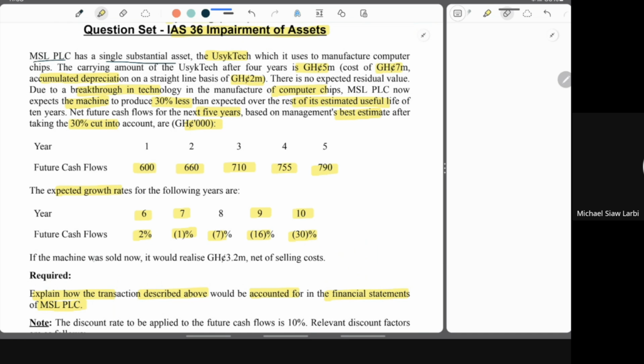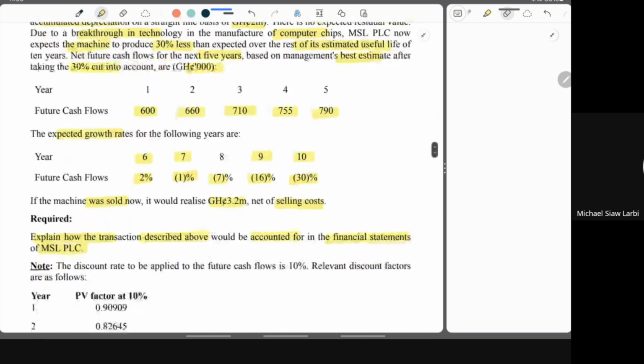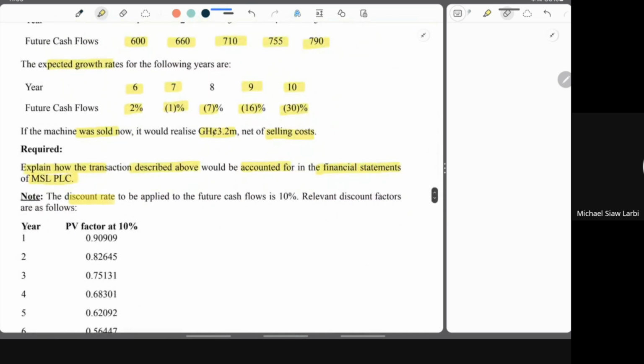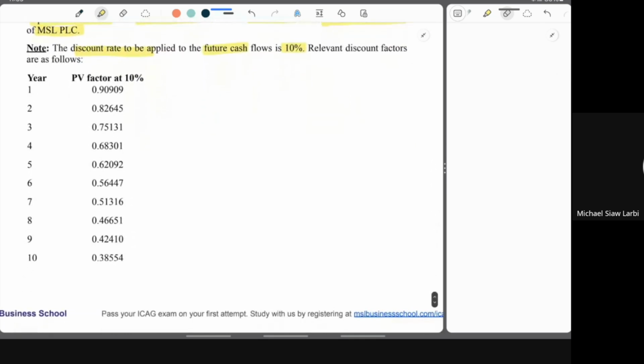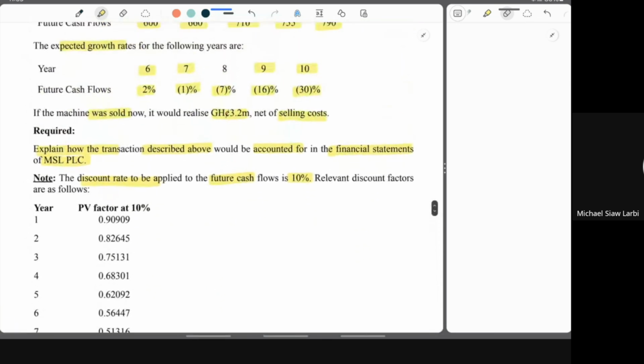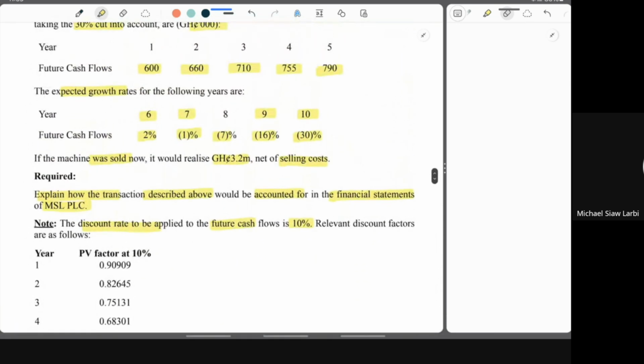If the machine was sold now, it would realize some 3.2 million Ghana cedis net of selling costs, right? So this is the information we have. And at the bottom, we are told here that the discount rate to be applied to the future cash flows is 10%. Then we have the relevant discount factors here. So our present value factors are 10% from year one through to year 10, right? So this is the information we have been provided, right?